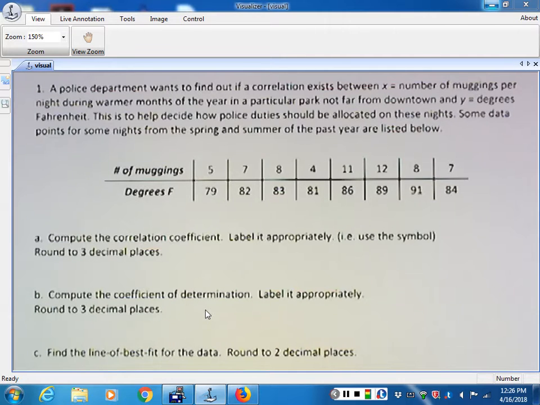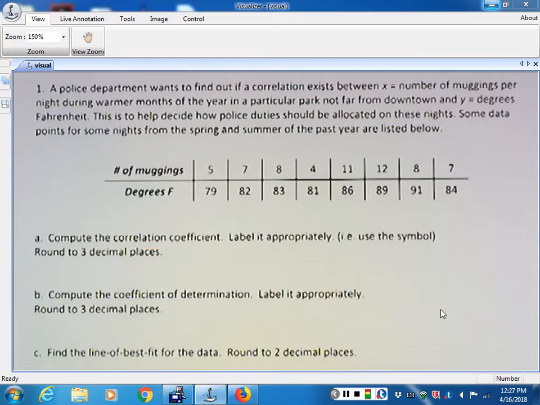It says a police department wants to find out if a correlation exists. Correlation means a relationship, but a very specific kind of relationship. If a correlation exists between X equals the number of muggings per night during the warmer months of the year in a particular park not far from downtown, and Y equals the degrees Fahrenheit. They're trying to decide how police duty should be allocated on those nights, and some data points for some nights from the spring and summer past year are given in this table.